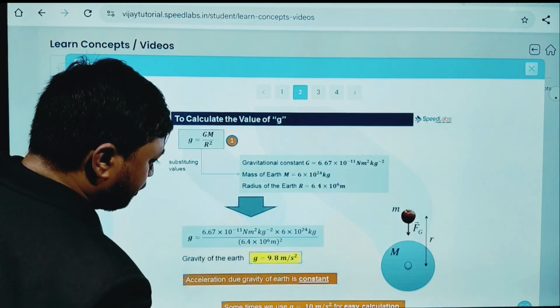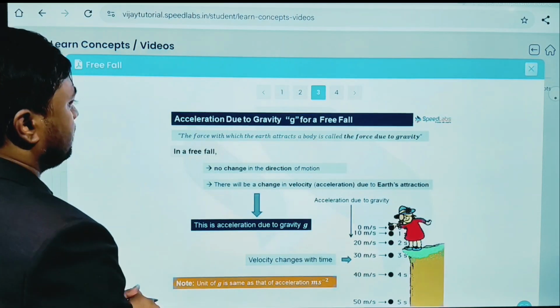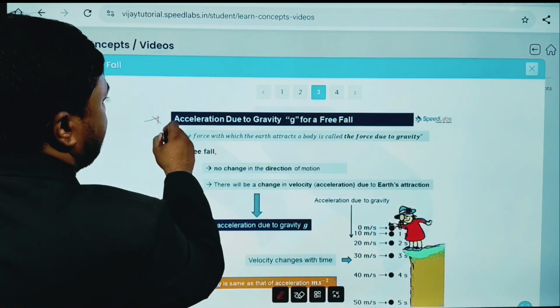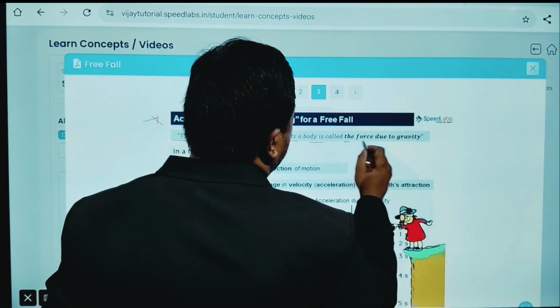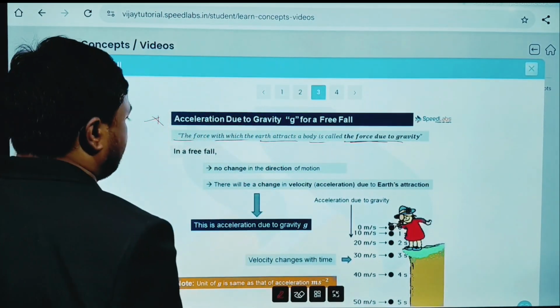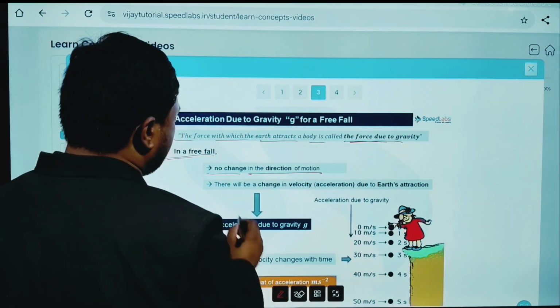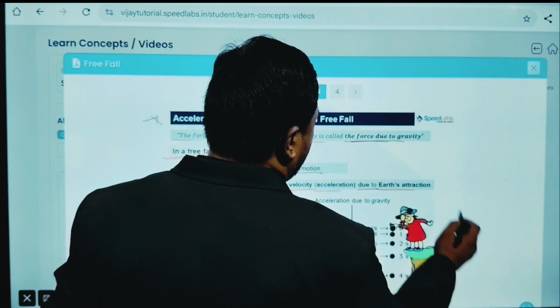So on the surface of the earth, it is going to be the same anywhere on the surface of the earth. Okay, see here, acceleration due to gravity is g for a free fall. The force with which the earth attracts a body is called the force due to gravity. In a free fall, what happens? No change in the direction of the motion, there will be a change in the velocity only, that is acceleration due to the earth's attraction.